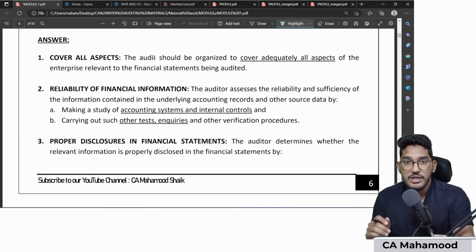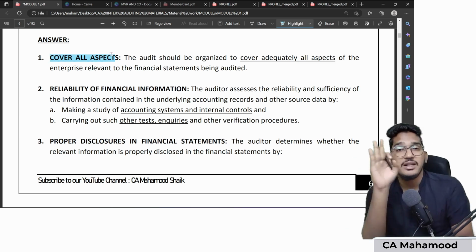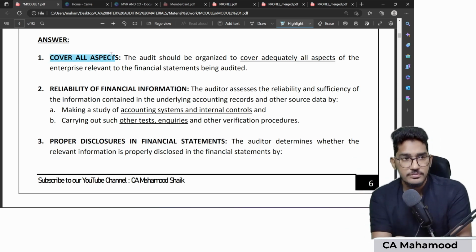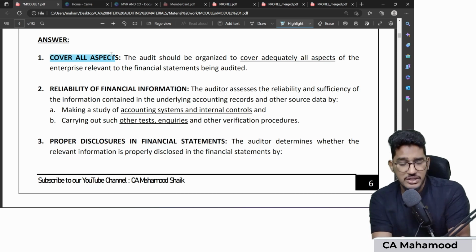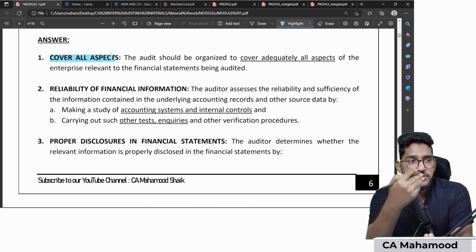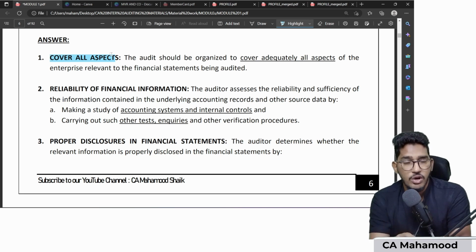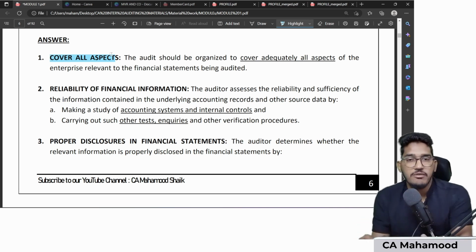As an auditor, when you are conducting an audit, you should cover all aspects of the organization which are related to financial statements. When I say you are supposed to verify financial information, it is not just that the management will give you a copy of financial statements and a copy of books of accounts, and you have to verify only those pieces of paper which are given to you. No. All the parts, all the aspects of the organization which are related to financial statements, the auditor should cover all.